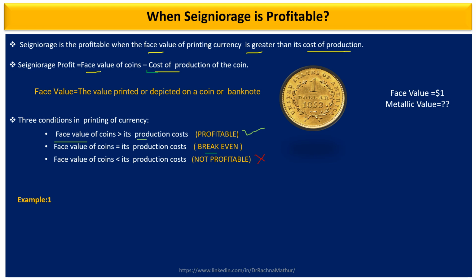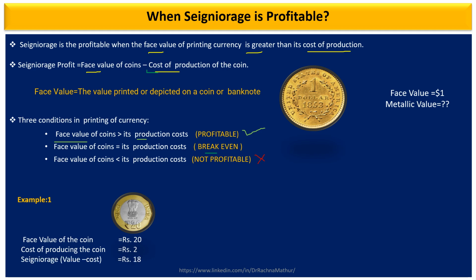Let's take an Indian example. This is a 20 rupee coin. So the face value of this coin is 20 rupees. Let's take the cost of production of this coin as 2 rupees. So the profit from the seigniorage in minting this 20 rupee coin is 18 rupees.